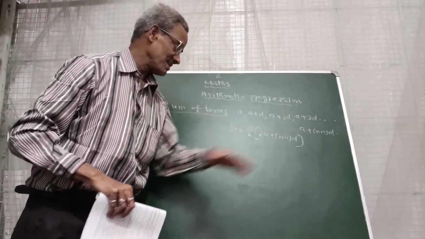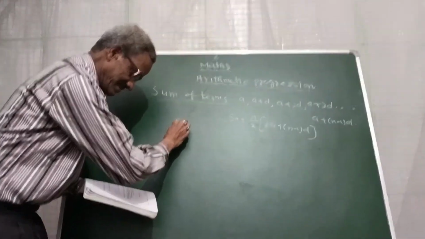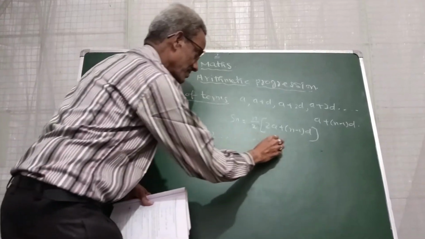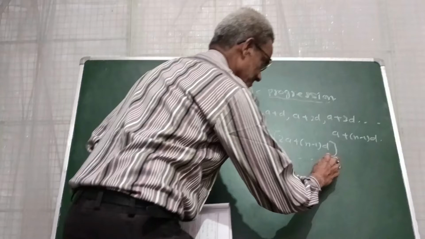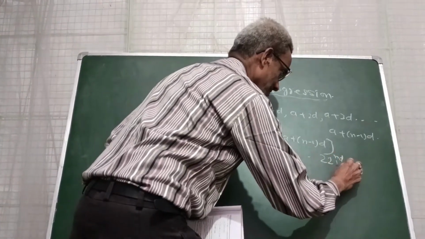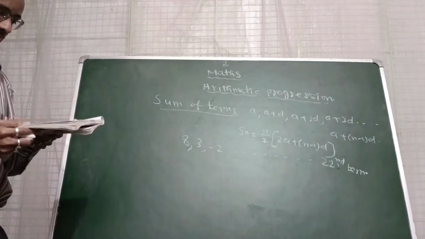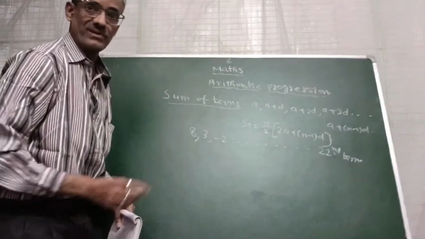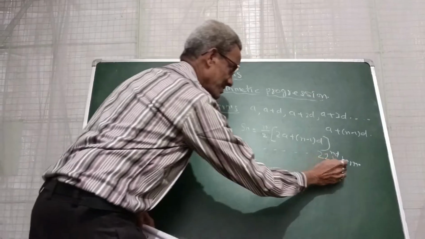So I will give one small example. Let us say the terms of the arithmetic progression are given as 8, 3, minus 2, and it goes like that. Now I have to add up to the 22nd term. We don't know what the 22nd term is, and we have to add up to there. So what do we have to do? By using this formula I can do it within 2 minutes only.